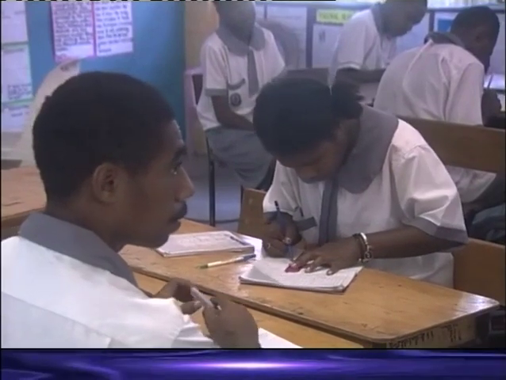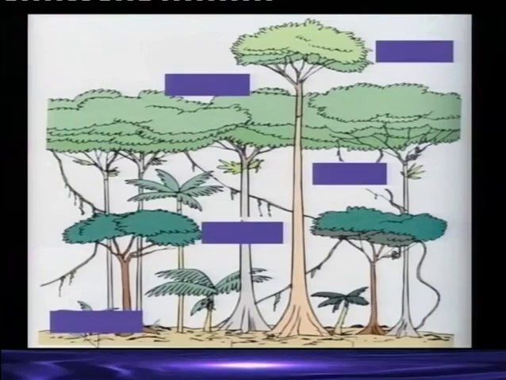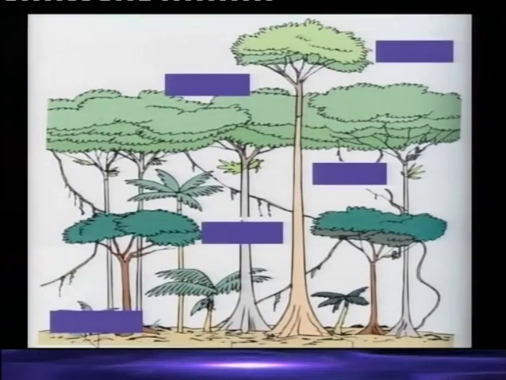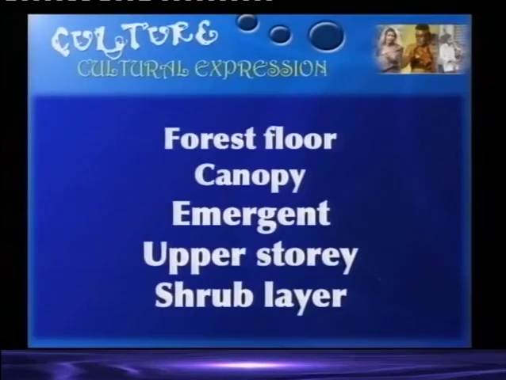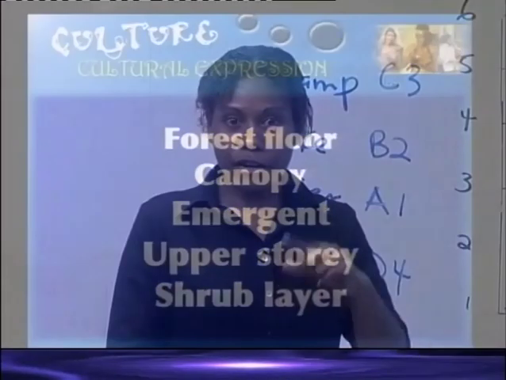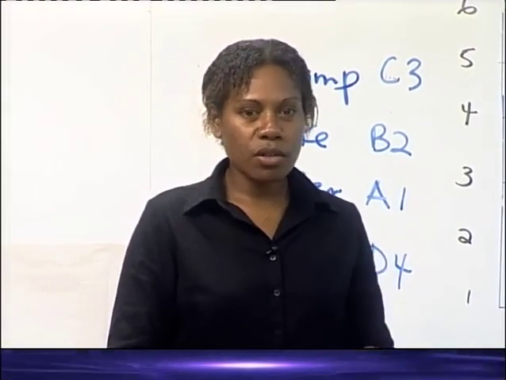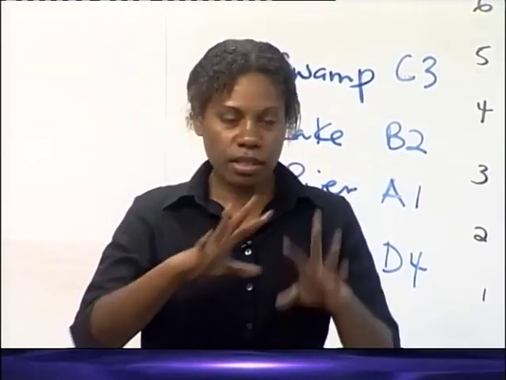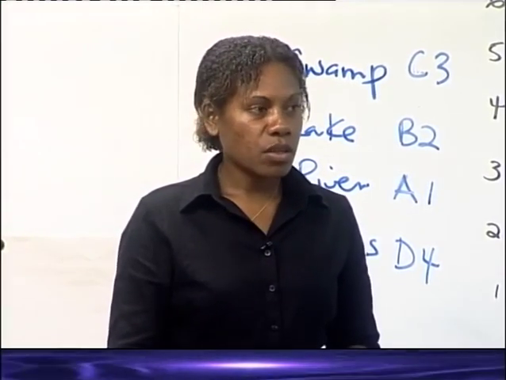Oh, I have a similar picture here. So you draw your own diagram of the rainforest and then you label the features. Canopy, all right? Says here, forest floor, canopy, emergent, upper story, shrub layer. But firstly, you're going to draw a diagram of a rainforest first, okay? You'll draw a simple one. You don't have to draw so many trees so that you'll take time. No, just draw one or two trees, the diagram, and then canopy, emergent, and so forth. Okay.